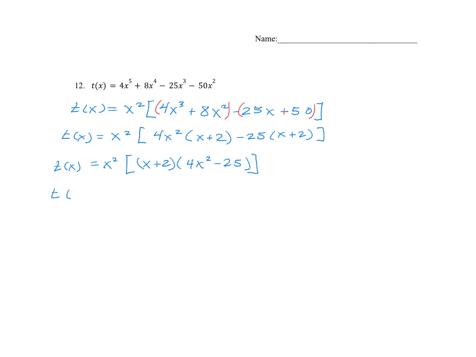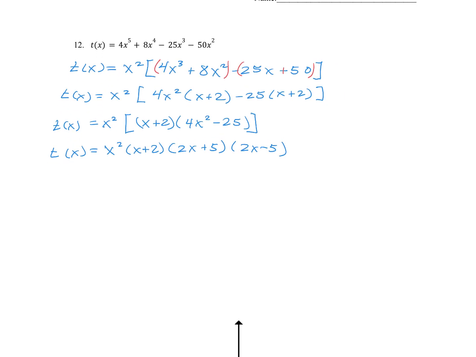And you'll notice that I can now factor that with the difference of squares. And I don't need the square brackets anymore. So that's just an x plus 2. Using the difference of squares, that is a 2x plus 5 and a 2x minus 5. So it looks like we have a total of 4 different zeros here.